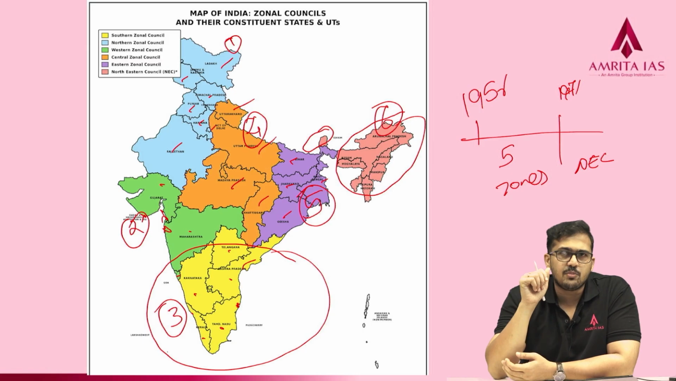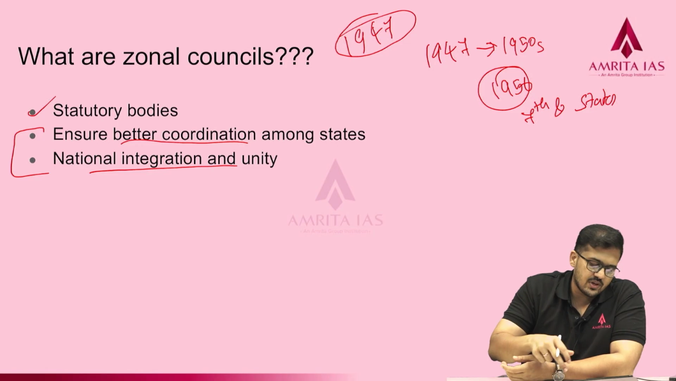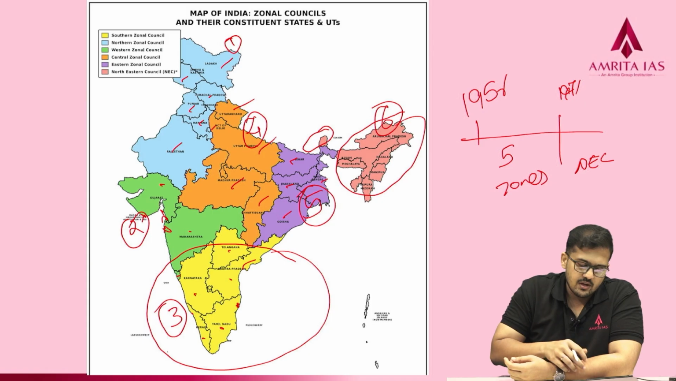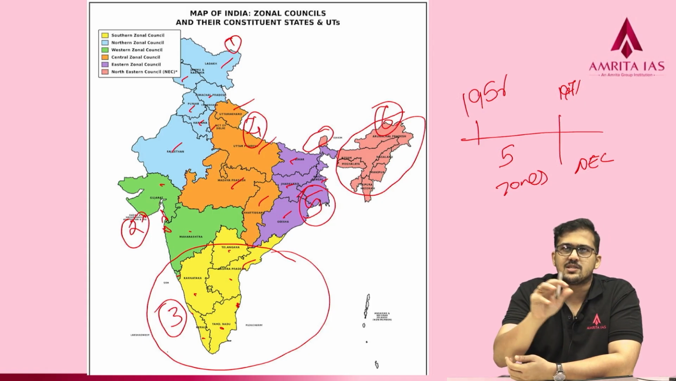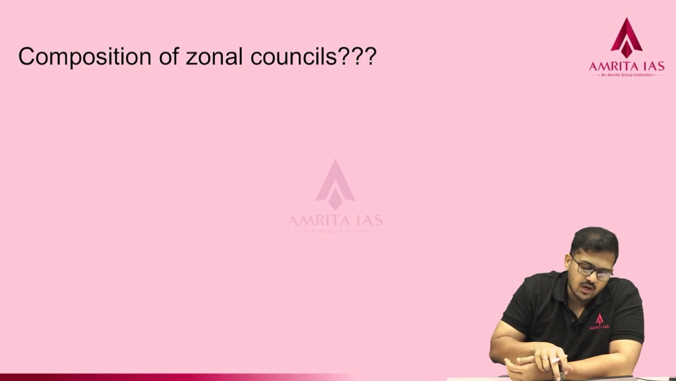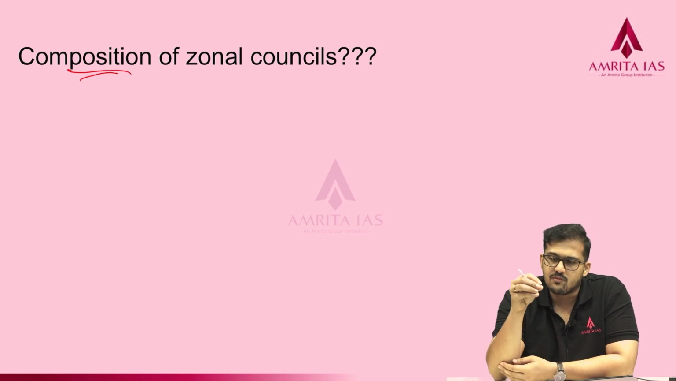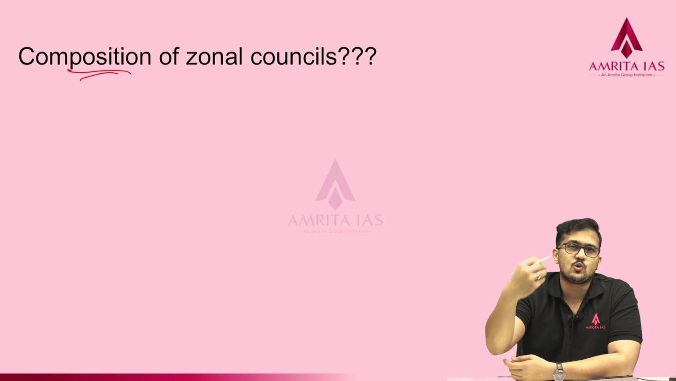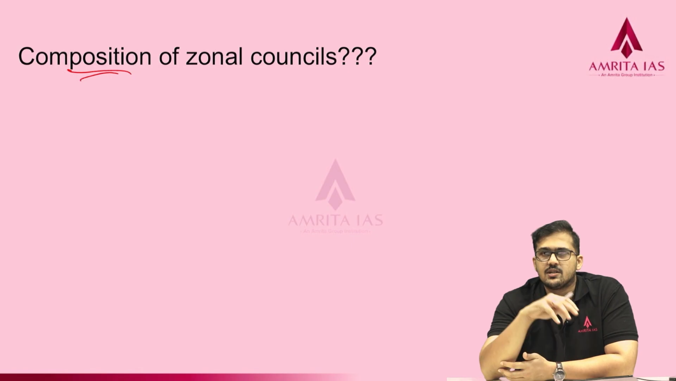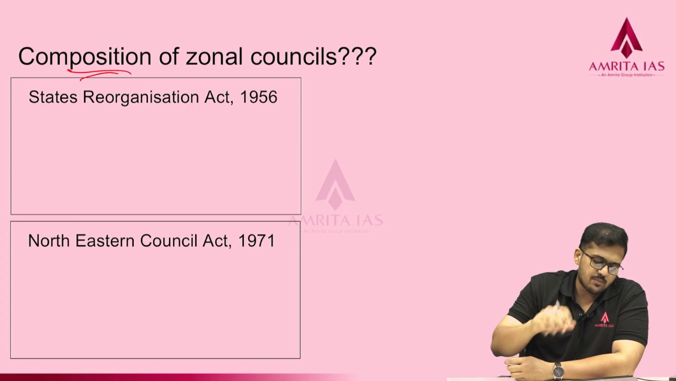When it comes to our exam perspective, one thing we need to know is the status of these zonal councils as statutory bodies, which we have discussed in the previous slide. Second, which states are included in which regional zones. Now comes the third and most important part of this topic, the composition of these zonal councils. Who are the members, which means from each state, which authority is representing the state. There we need to have proper clarity on what is mentioned under the law. Okay, so we will start with the process.